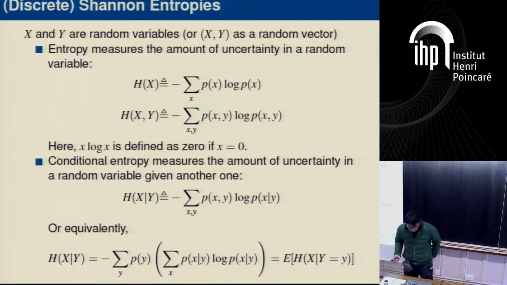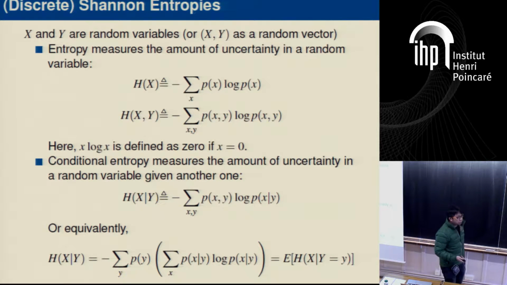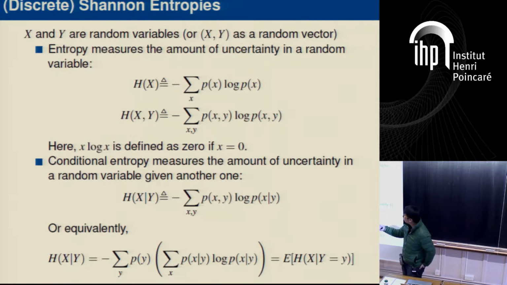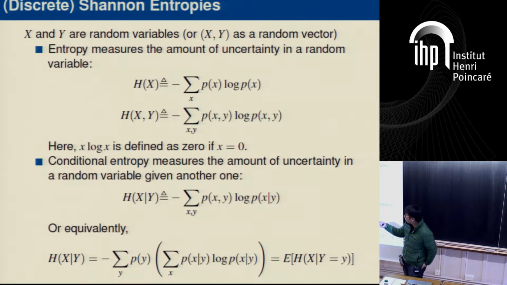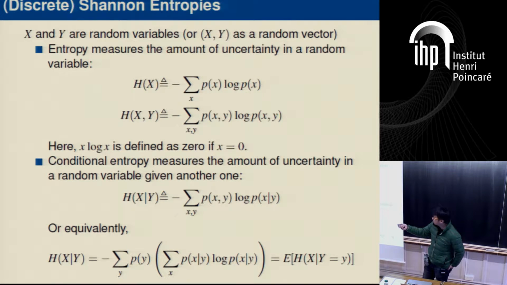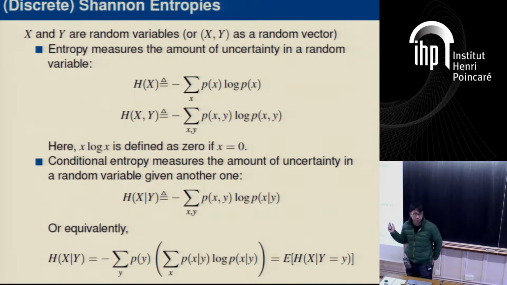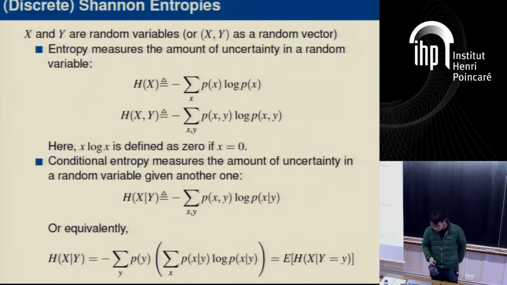Basically, entropy is used to measure the uncertainty contained in a random variable. In this formula, 0 log 0 will be defined as 0. You can think about if I take x to be very small and go to 0, these terms will converge to 0. So that's a reasonable assumption.